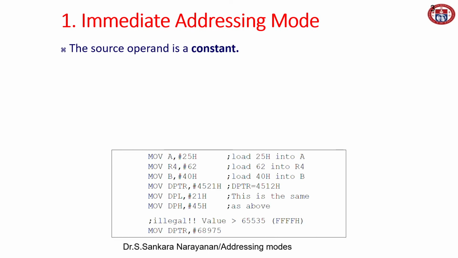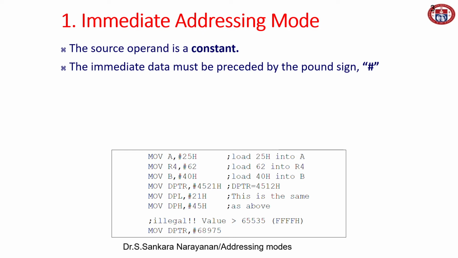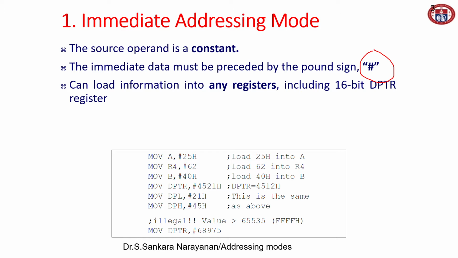In immediate addressing mode, the source operand is available as a constant. The immediate data must be preceded by the pound sign, and this is the pound sign. It can load information into any register, including the data pointer register. The data pointer register is a 16-bit register. Here are example instructions for the immediate addressing mode.